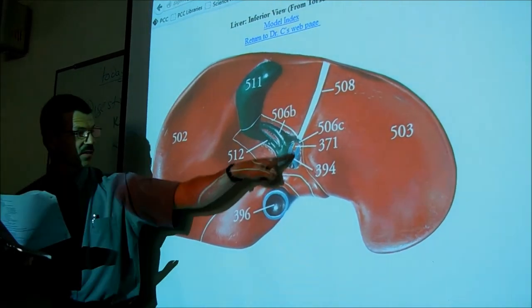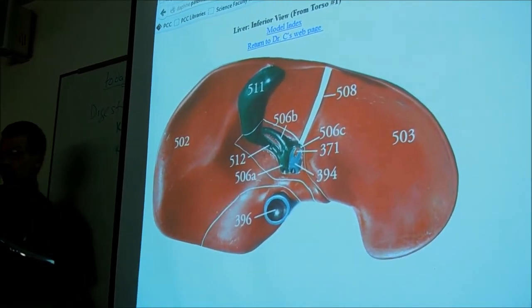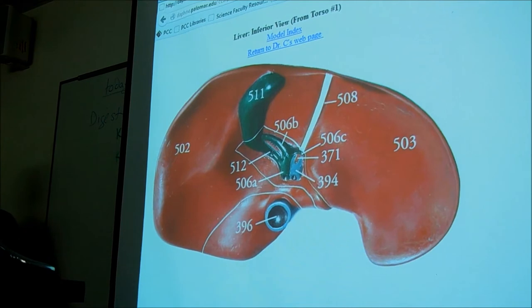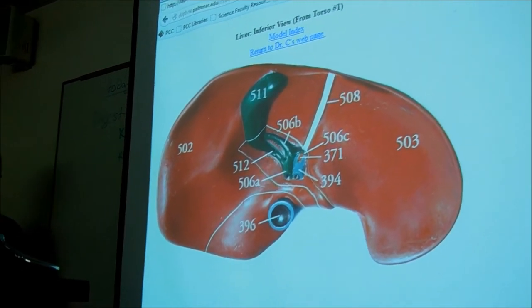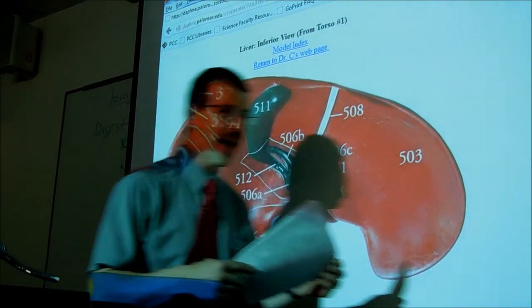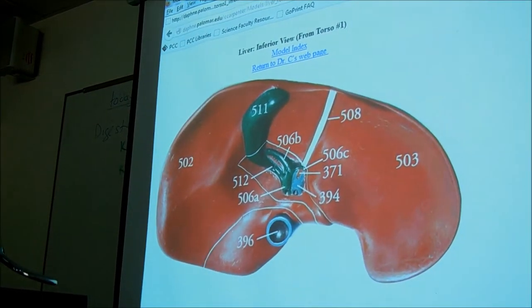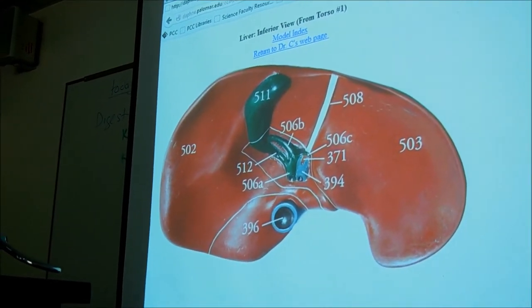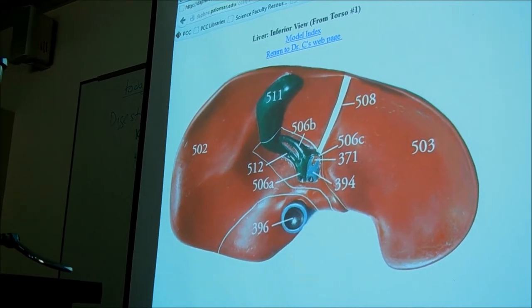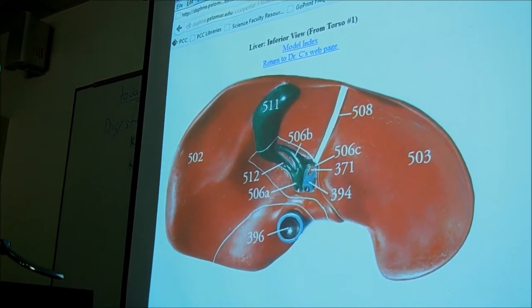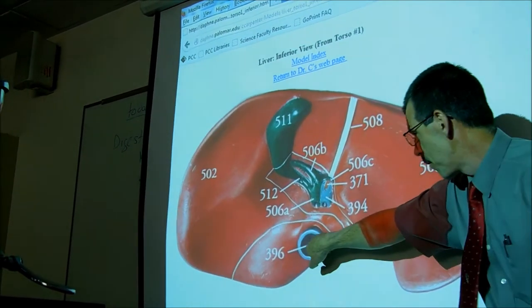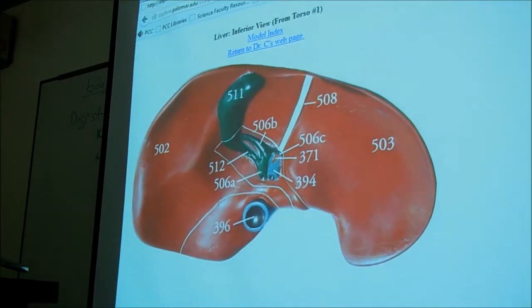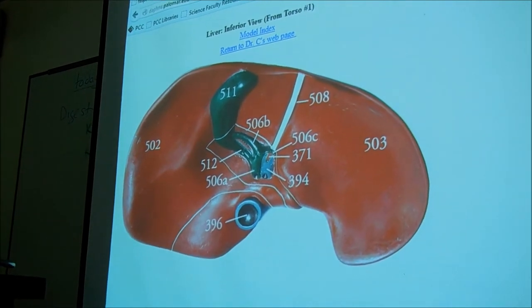The blue things at the bottom of the liver next to the green things, what are those going to be? Veins. Which one? That's the portal vein, it comes in the bottom of the liver. Where would I find the hepatic vein? On the top of the liver. You can't see it, it's on the opposite side. So the portal comes in the bottom, the hepatic comes out the top. This big blue thing here, what's that? That's the vena cava, inferior vena cava.